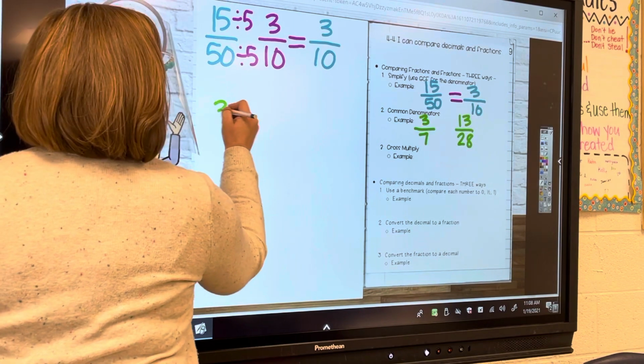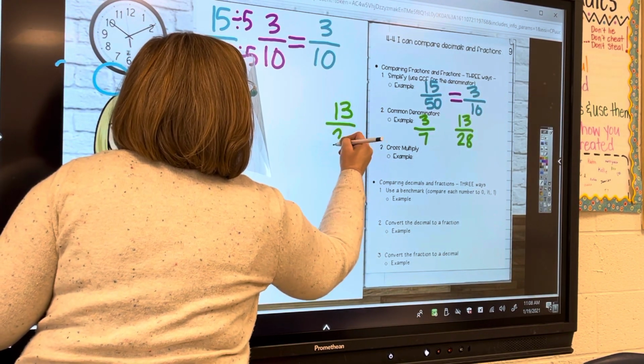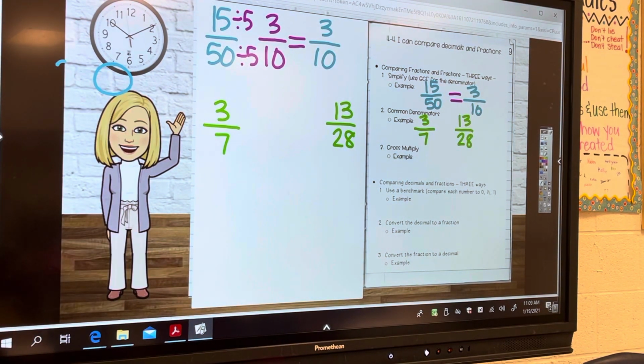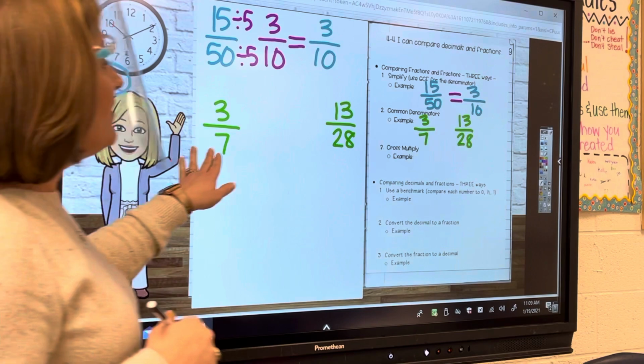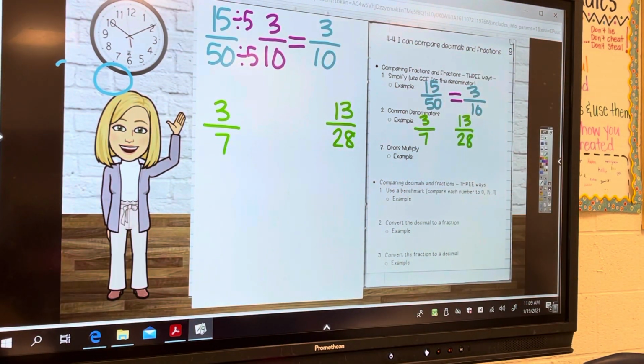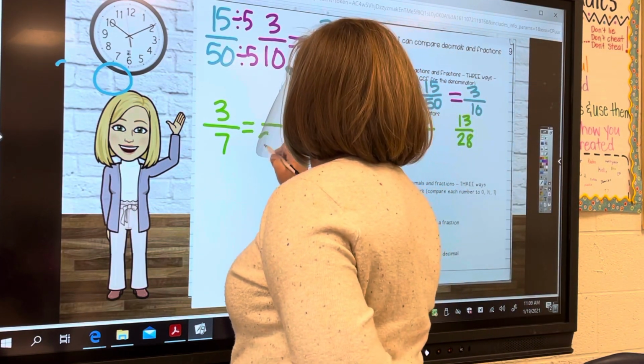And I'm going to write those over here just because there's not enough room for me to do my work over here because my pen is so big. 7 and 28. Is there a common denominator for those two? What is it? 4. I can multiply by 4. Is 28 a multiple of 7? Yes. Yes. So I can multiply.